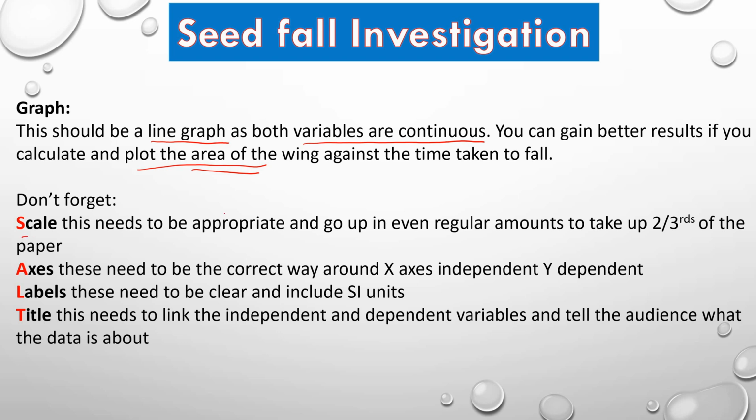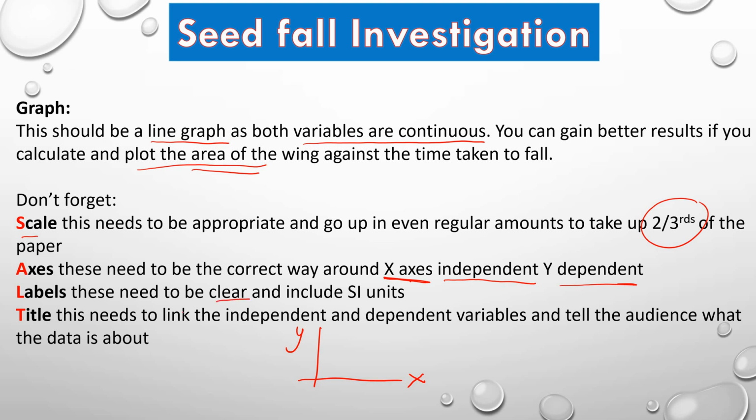As we say, scale needs to be appropriate, needs to go up in even regular amounts, and it should take up about 2/3 of the paper. So I don't want a tiny little graph in the corner. Axes need to be the correct way round. The x-axis, which goes along the bottom, is always the independent variable, what you've changed. So that will be the area of the wing. The y-axis, the one that goes up, is always the dependent variable, the time it takes to fall.